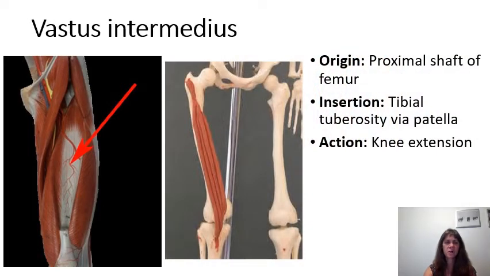Deep to rectus femoris is vastus intermedius. We can see vastus intermedius here, where that red arrow is pointing. Vastus intermedius originates on the proximal shaft of the femur and inserts on the tibial tuberosity, again by way of the patellar tendon, which becomes the patellar ligament, and acts in knee extension.